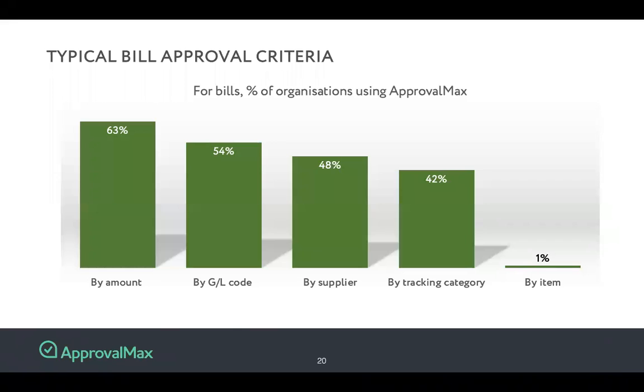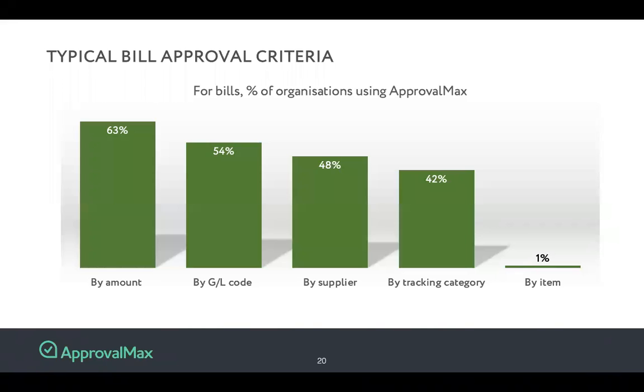Last time we were looking at purchase order authorization best practices, and now we're looking at bill authorization. The most popular way to organize the workflow is to use the amount of the bill, obviously, right? Then we have GL code, account in other words, then supplier, and then using tracking category.